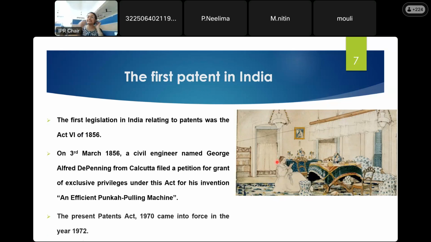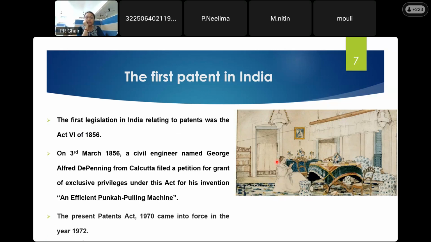Then this is the first patent in India. This will not come in your exam. I'm just giving the example so that you can understand since when it started. Our first legislation in India relating to patents was Act 6 of 1856. That's a long time ago.